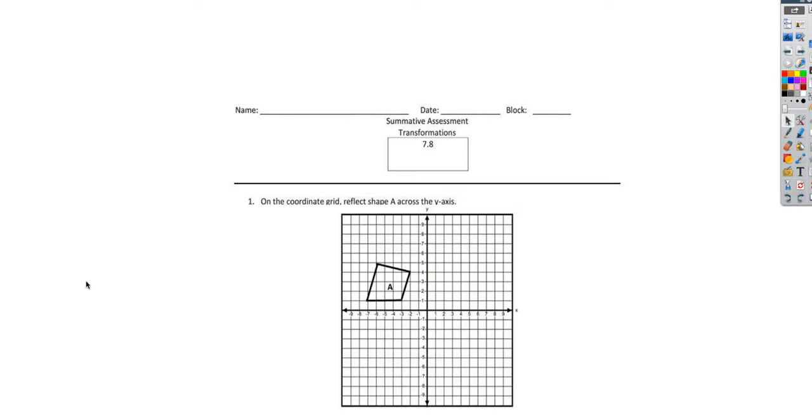1. On the coordinate grid, reflect shape A across the y-axis. Remember to decide which axis is the y-axis and look at the corners of the shape to determine how you are going to reflect it. This A in the middle is just naming the shape. It is not identifying any of the corners or vertexes of the shape.